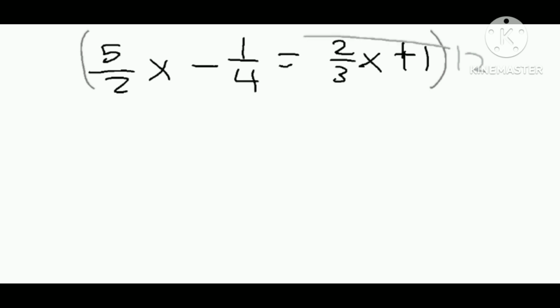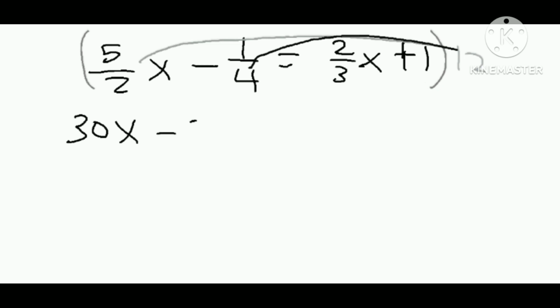So 12 times 5/2x, what is that equal to? Well, it's easier if you divide first before you multiply. 12 divided by 2 is 6, and 6 times 5 is 30, and there's an x in front of it, so the first term is 30x. And 12 times 1/4. 12 divided by 4 is 3, so this is simply -3. Next we have 12 times 2/3. 12 divided by 3 is 4. 4 times 2 is 8. And we're going to carry over the x. And 12 times 1 is 12.